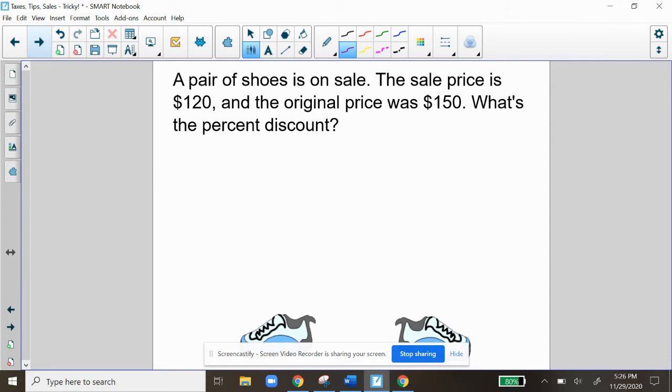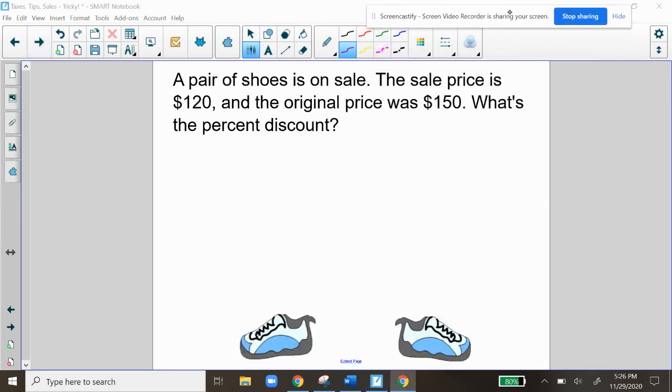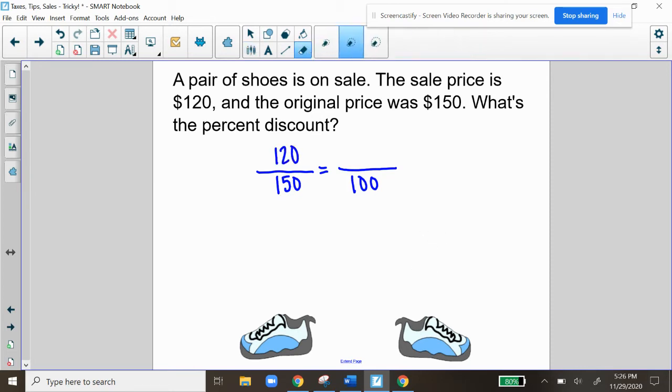All right, what if we have something that says this? It says a pair of shoes is on sale. The sale price is $120 and the original price was $150. What's the percent discount? Let's go back to our percent proportion and set it up. I know I always have 100 on my bottom right. I know my original goes on the bottom left, which is 150. And I know 120 is the new price, so that's going to go in the numerator. What I'm looking for is the percent, so I'm going to put X in the percentage spot.